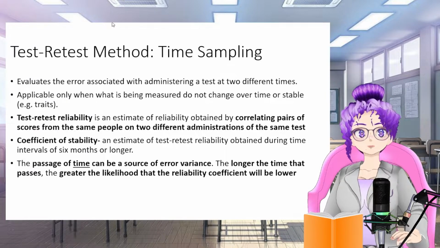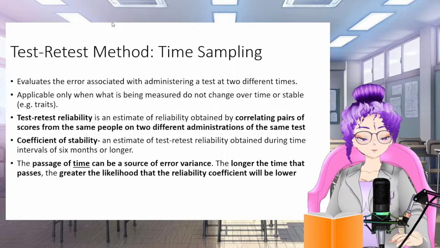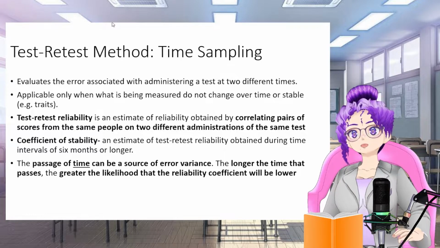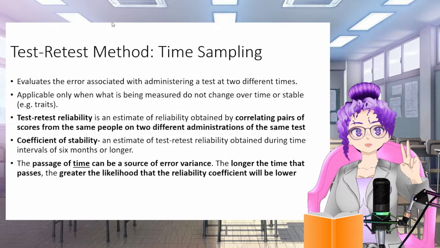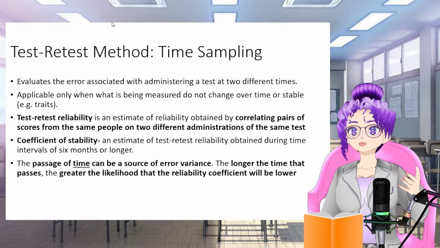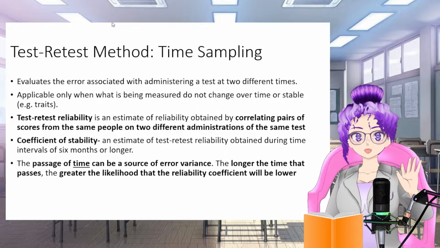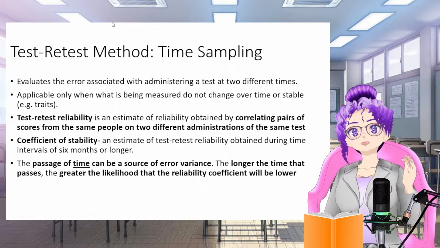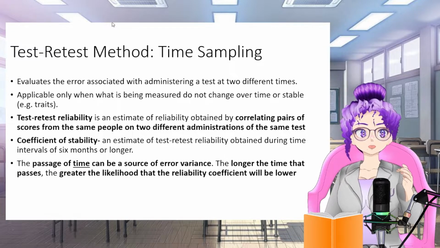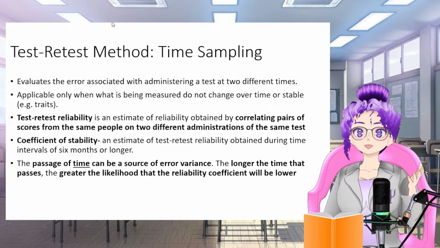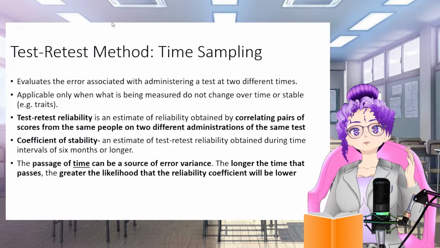It evaluates the error associated with administering a test at two different times. It is applicable when the traits being measured do not change over time, or are stable. The time sampling or test-retest method is only applicable when we are measuring traits such as intelligence and personality, because they are relatively stable.